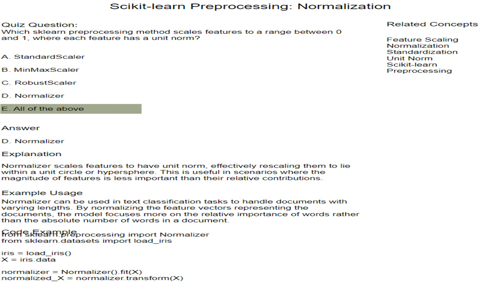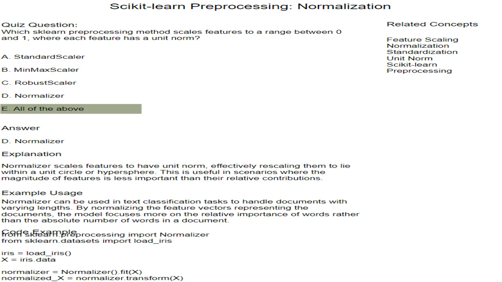Consider a text classification scenario where you're analyzing customer reviews. Some reviews are very short, while others are lengthy. Normalizing the feature vectors representing these reviews ensures that the model doesn't give undue weight to longer reviews just because they have more words. Instead, the model focuses on the relative presence of important words within each review.